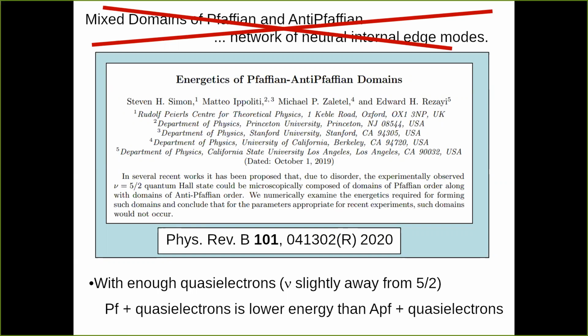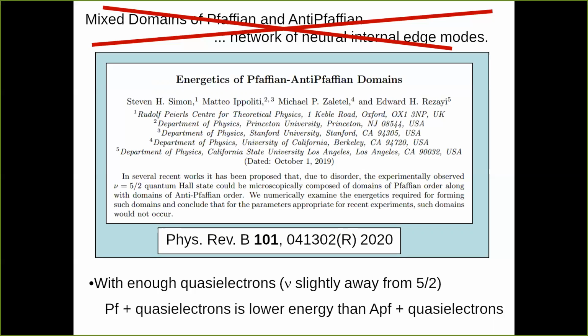And the reason for this is simply that it is true that the Anti-Pfaffian quasi-electrons are higher energy than the Pfaffian quasi-electrons. And if you add enough of them, you will switch the energy balance. But the key point here is in the word enough. The enough that you have to add is so many that you'd be way off the plateau anyway, and it just wouldn't be in the same quantum Hall state.